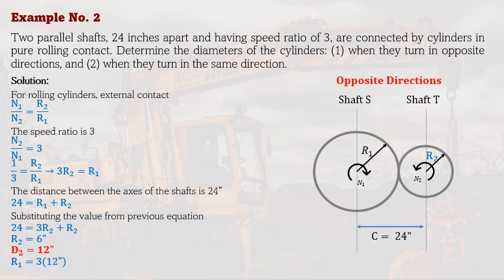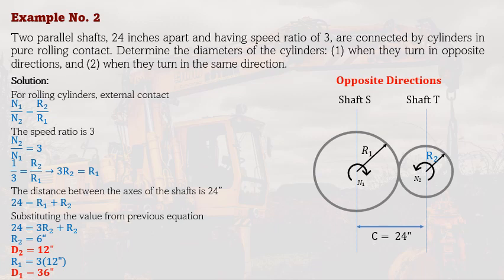And since the cylinder 1 has a radius 3 times of that of cylinder 2, therefore we can get also the diameter of cylinder 1 as 36 inch. So we have the diameters of cylinder 1 as 36 inch and the diameter of cylinder 2 as 12 inch. And these values coincide also with our figure that you can see on the presentation.